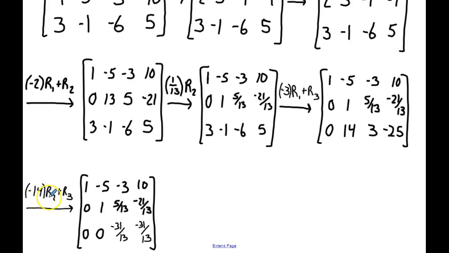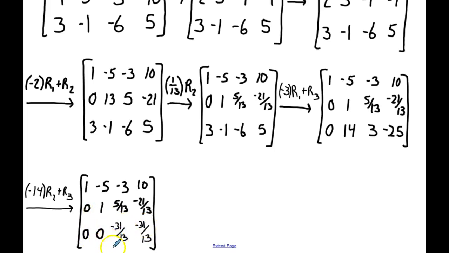After we multiply -14 by row 2 and add it to row 3, now we get row 3 to be 0, 0, -31 over 13, -31 over 13. If you're not sure where these values came from, you just have to multiply 5 over 13 by -14 and add it to 3, getting a common denominator. That simplifies down to -31 over 13. If you take -21 over 13, multiply that by -14 and add it to -25, that simplifies down to -31 over 13 as well. So last step, we're very close to being done.